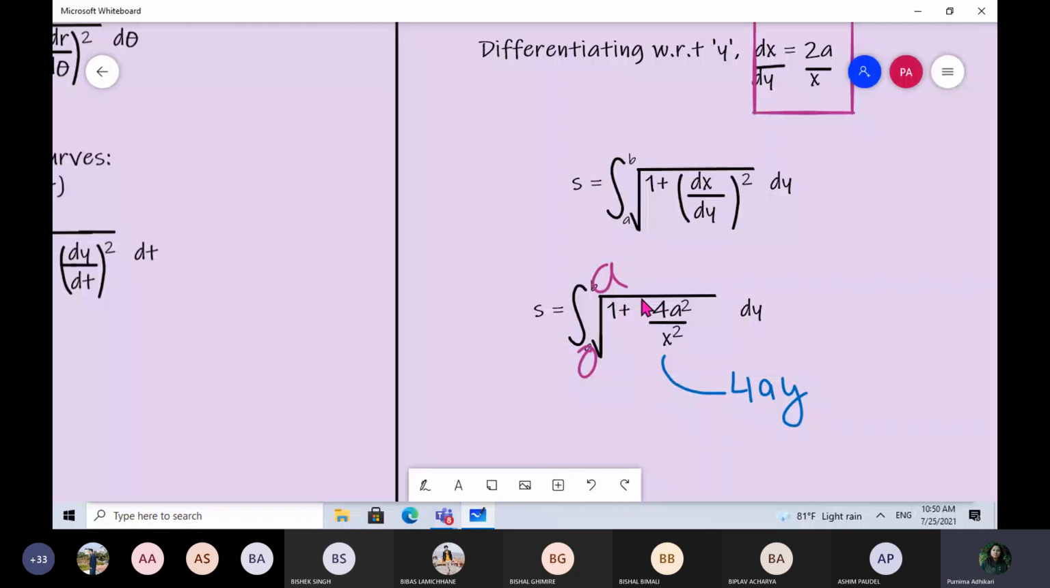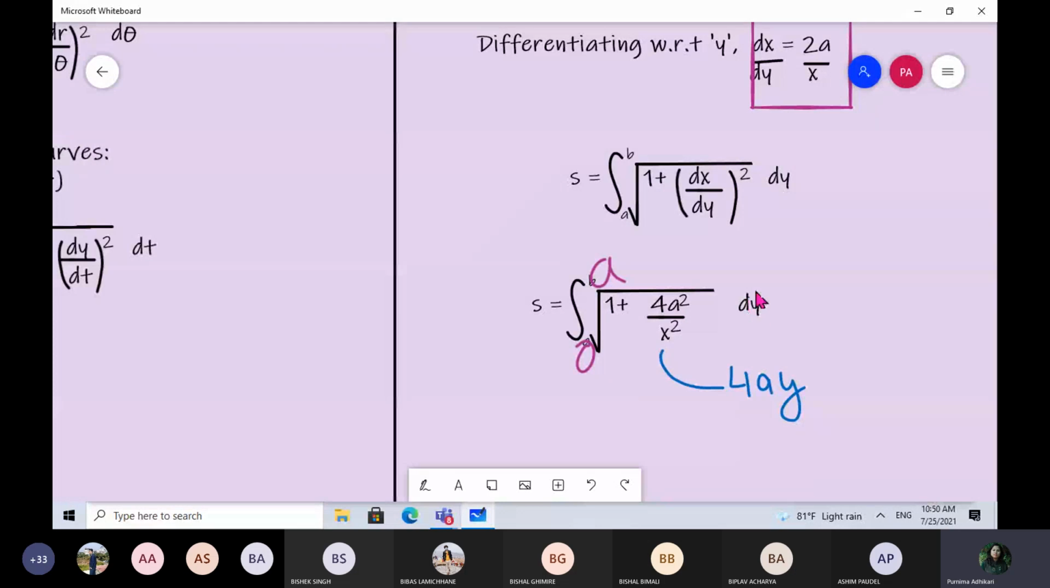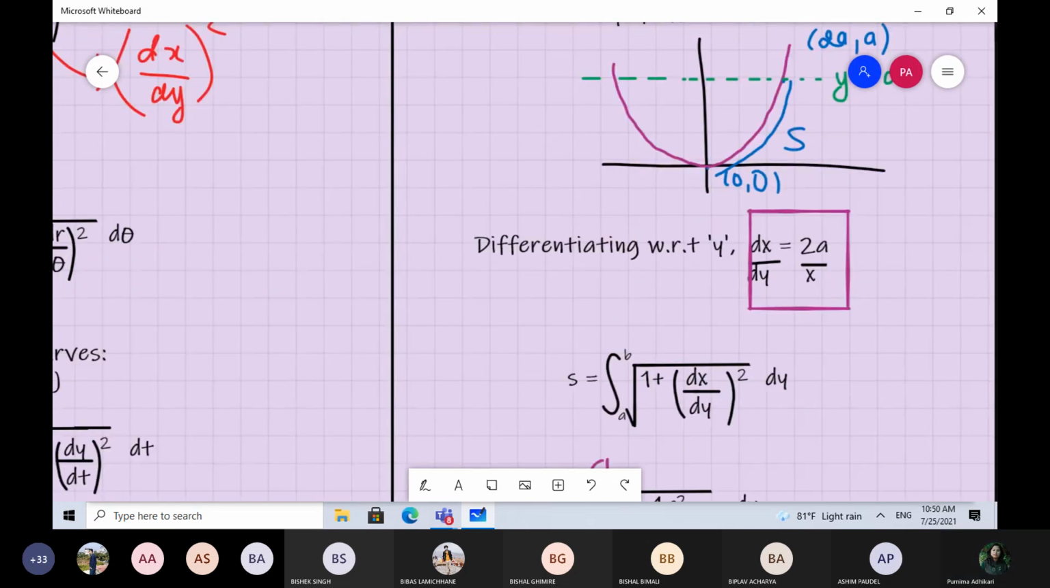All right, so that's going to be your limits of integration, 0 to a, and the integration part is easy. Definitely, I will leave it for you. Just simply, since we are integrating with respect to y, you will change your function in terms of y. So replace your x square as 4ay.